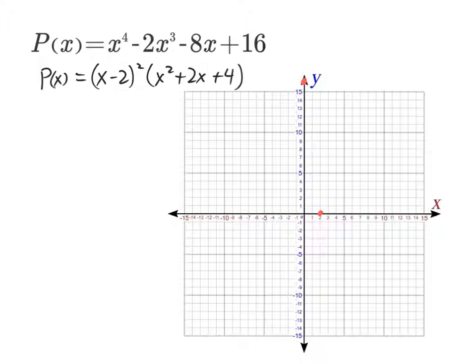So it's going to start at positive infinity, go through this point, come down here, and it's going to bounce off here. The reason I know it's going to bounce is because of this right here. It's going to be a multiplicity of 2. So at 2, it's going to bounce, and then it's going to come right back up and go off to infinity.